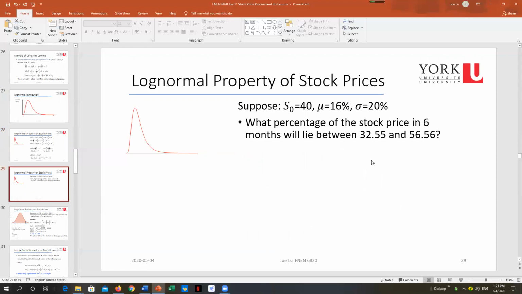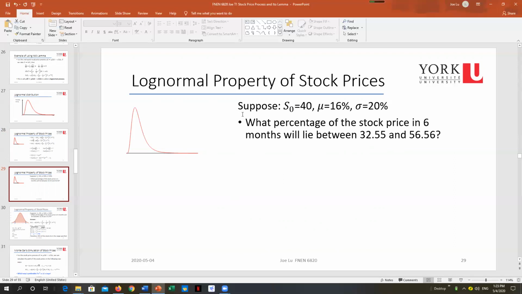So let's look at an example. Suppose you have an initial stock price of $40. Mu is 16%, so on average, the stock price were to increase by 16% each year, and your annualized volatility is 20%. So the question then is, what percentage of the stock price in 6 months, which is half a year, so big T equal to 0.5 here, will lie between 32.55 and 56.56?